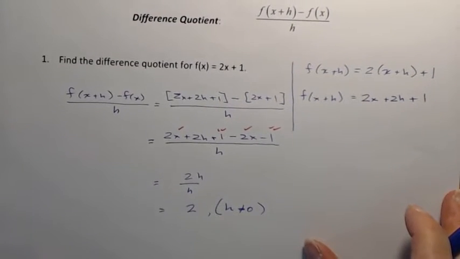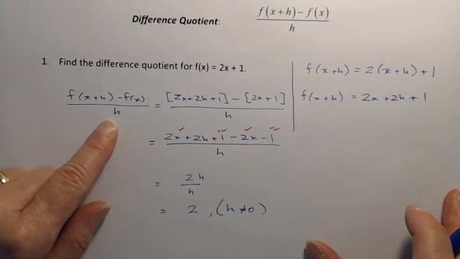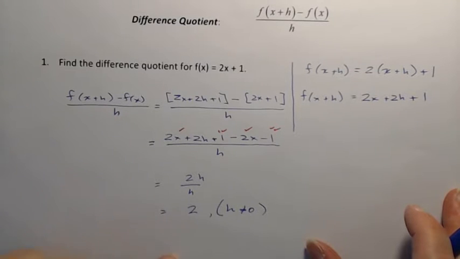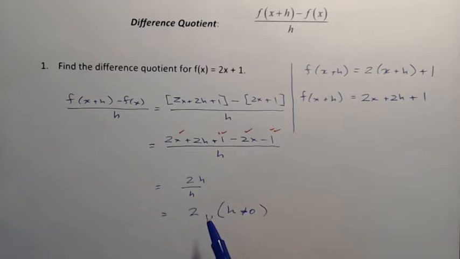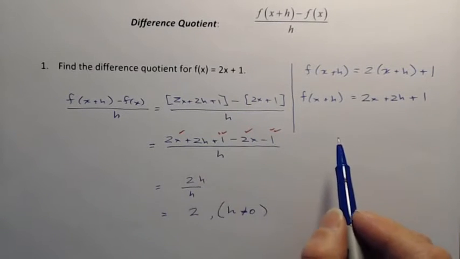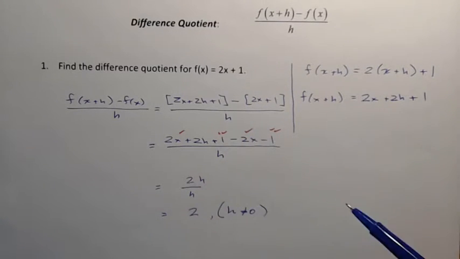Now that our h is not in the denominator, up here we know h can't be 0, so those should not be 0 down here. It's also nice that we get 2, because we know this is a linear function. This is supposed to be a slope calculation, and we did in fact get 2.